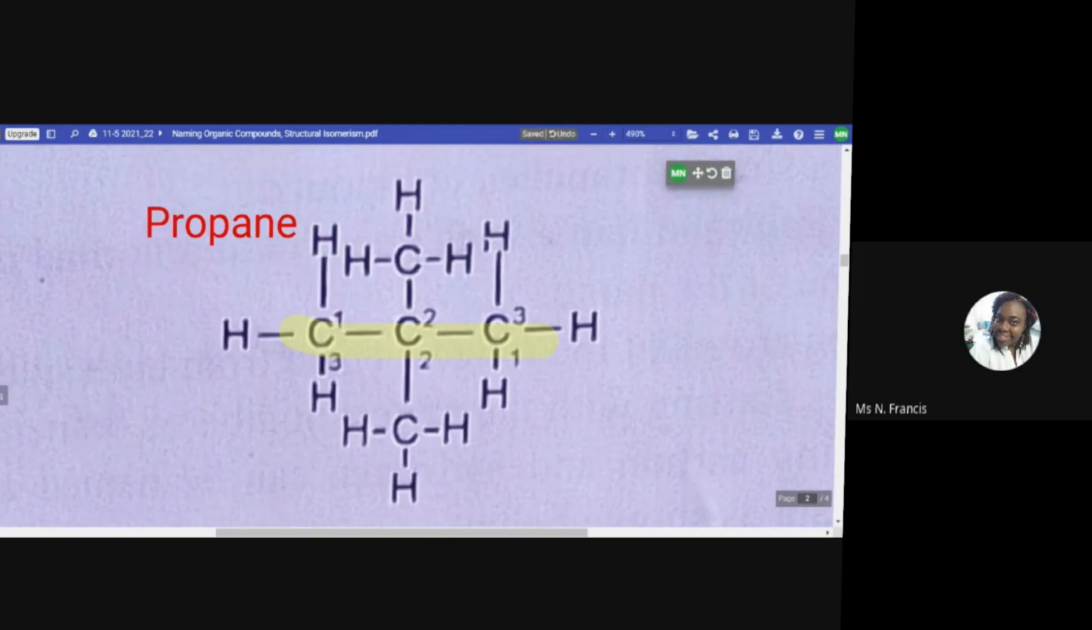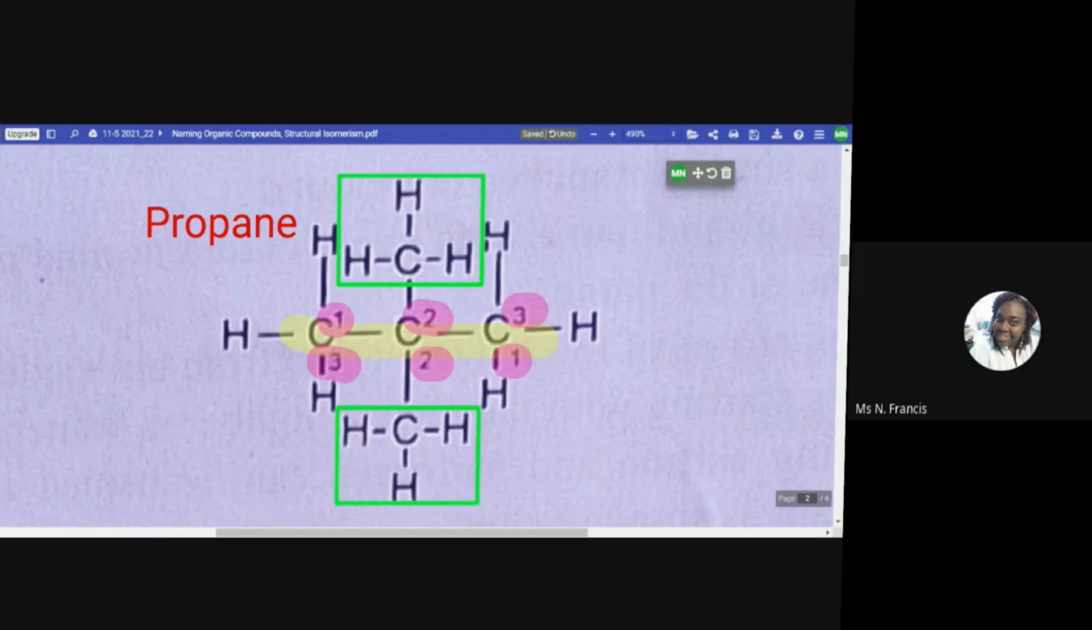The next step is that we are to number our carbon atoms, left to right, right to left. 1, 2, 3. 1, 2, 3. Can we identify the branches? Yes, ladies. Because this is my main chain, but I see some carbon atoms coming off it, I know that I have a branch right here. There is also another branch down here.